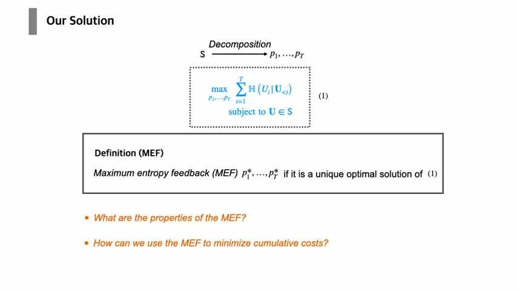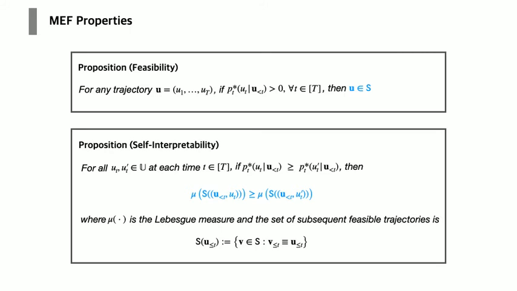So if you remember, the operator's objective is to minimize cumulative costs in an online way, and it's not very clear how this can be done with the MEF defined here. For the first question, we show that the MEF can actually be used to guarantee feasibility. Whenever the operator selects an action such that the MEF value is positive, the actions will finally be feasible.